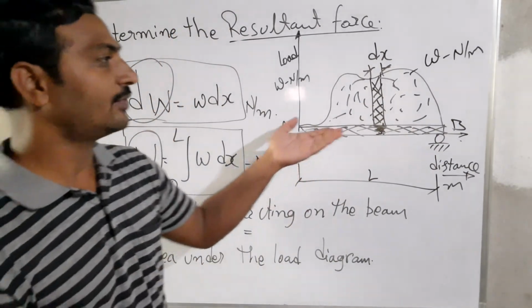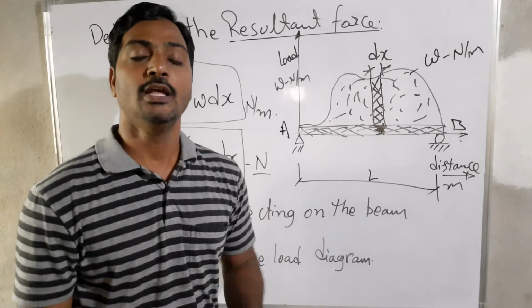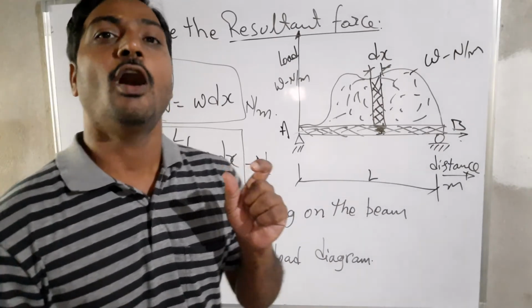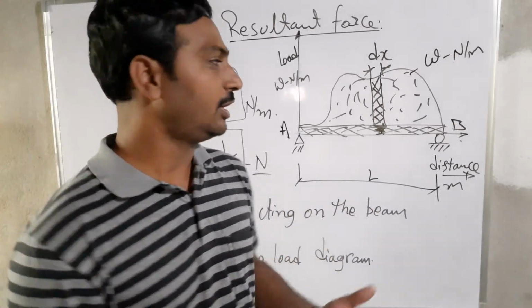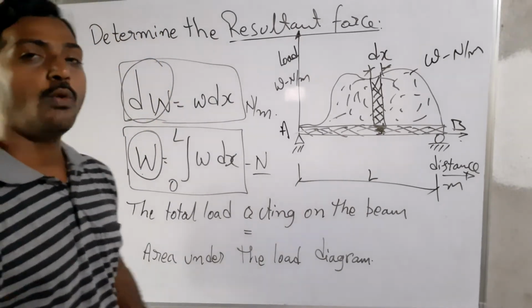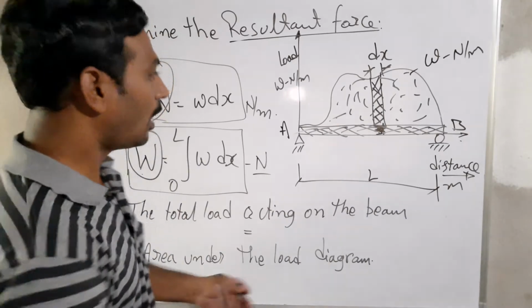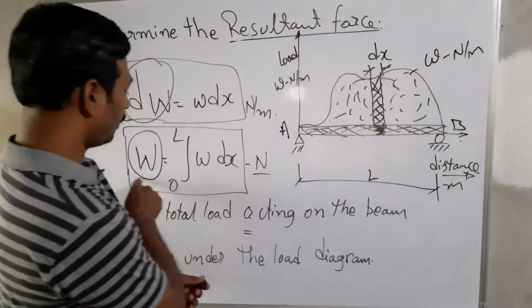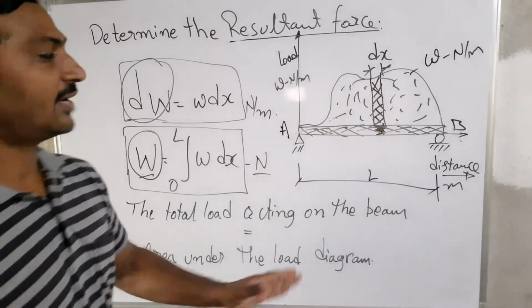We have already discussed that the load diagram is nothing but the distributed load over the length of the beam. This way we are going to be calculating. Now we will see how to find out at what location this total distributed load is going to be acting on that beam with reference to A.